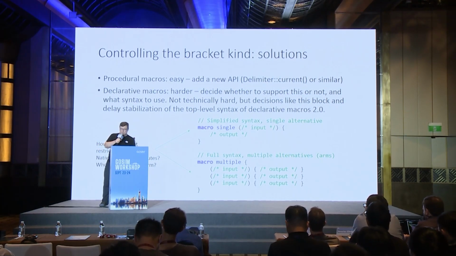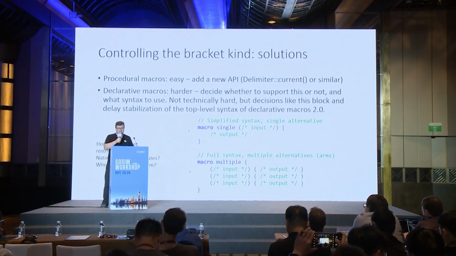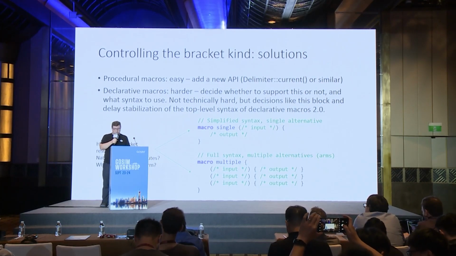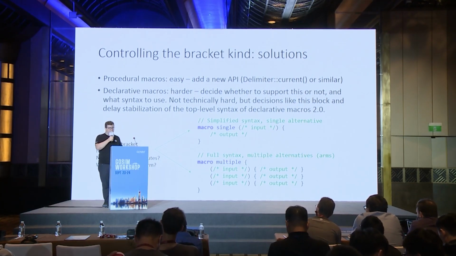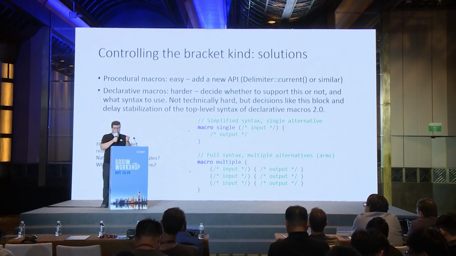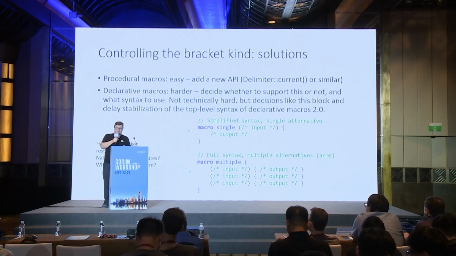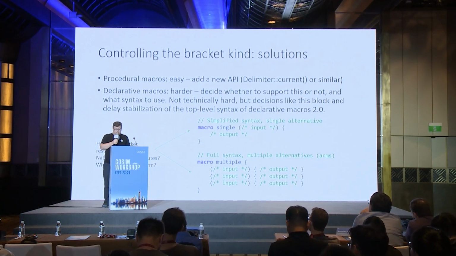And for procedural macros, it is very easy to fix. We just need to add one new API. But for declarative macros, problems like this may not be very difficult technically, but they still set roadblocks for stabilization of features, because we need to decide whether to support it or not, how exactly, what syntax to use, whether to put this restriction on the whole macro or on individual macro matchers, and to make several decisions to proceed to actually stabilizing or something like this.